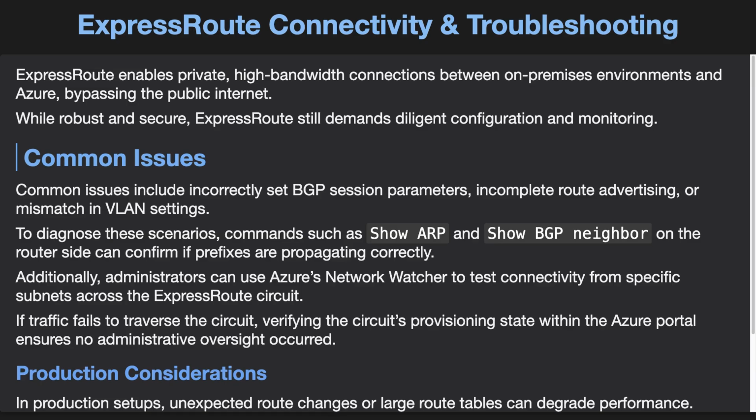oversight occurred. In production setups, unexpected route changes or large route tables can degrade performance. Continual checks, employing built-in monitoring or direct queries to the ExpressRoute resource, help validate the network state and retain consistent throughput. Such meticulous oversight guarantees that mission-critical applications consistently benefit from stable private connectivity.